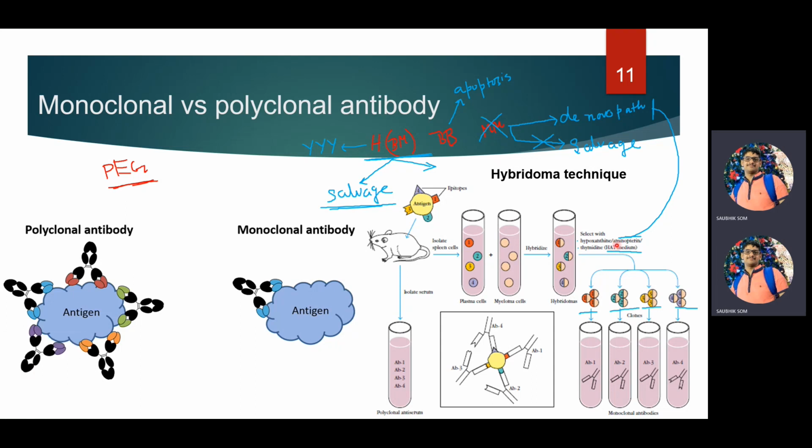So remember, there is hypoxanthine, aminopterin, and thymidine. These are the medium components, and hypoxanthine and thymidine help in the salvage pathway. Aminopterin blocks the de novo pathway. Why are you blocking the de novo pathway? Because to kill the myeloma cells, correct?